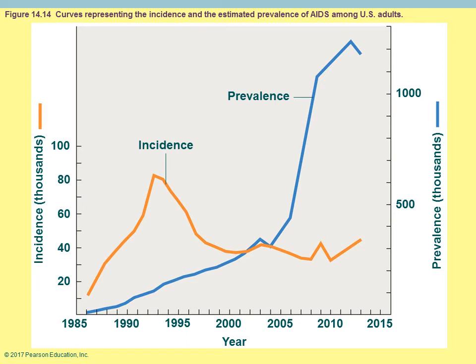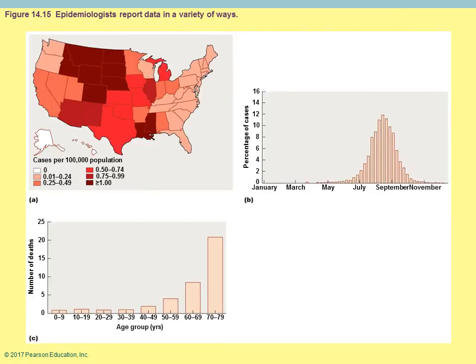This is looking at the number of cases of AIDS over time in the U.S. in adults, where you can see the prevalence, the blue line, is showing the total number, and then the incidence is probably done more on a monthly basis as to the new cases. They will often show this information in graphs, depending on what the information is and what you're trying to show.